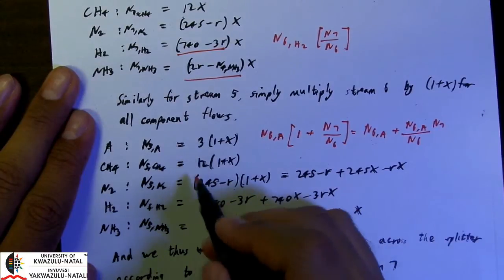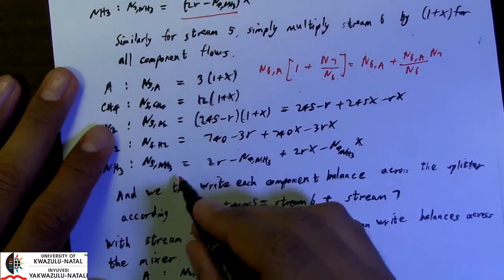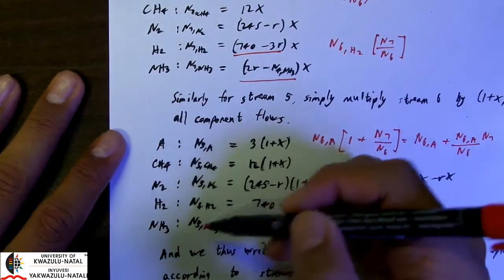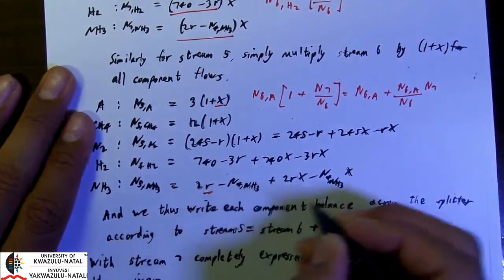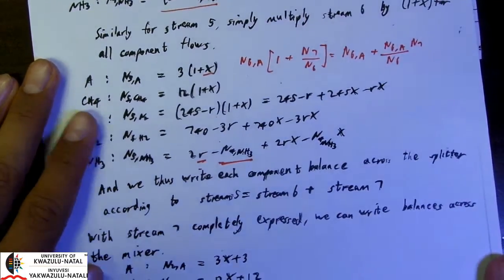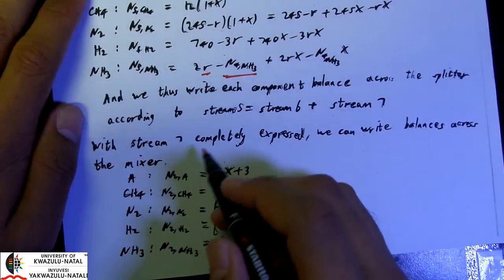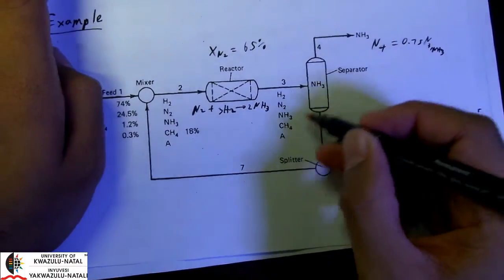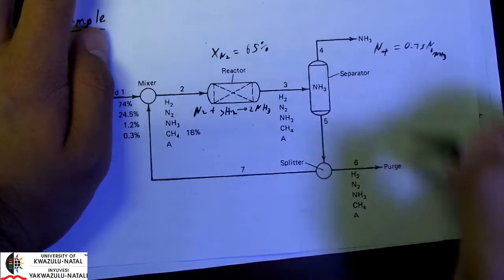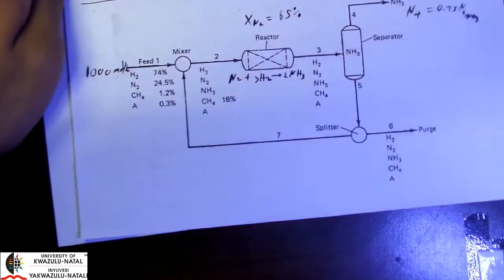And we perform the same expressions with all of our components. Okay, so ultimately we are expressing everything in stream 7 and stream 5 in terms of 3 unknowns. The unknowns are X, R, as well as N4 NH3. Now that we have expressed stream 7 in terms of our 3 unknowns, we've expressed stream 5 in terms of our 3 unknowns, stream 6 is expressed in terms of 2 unknowns. Now let's move on to our mixer and see what we can get out of that.